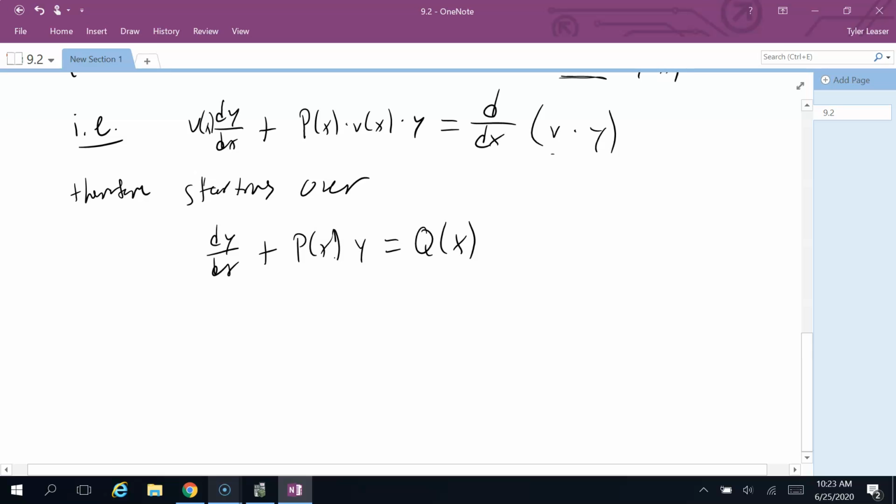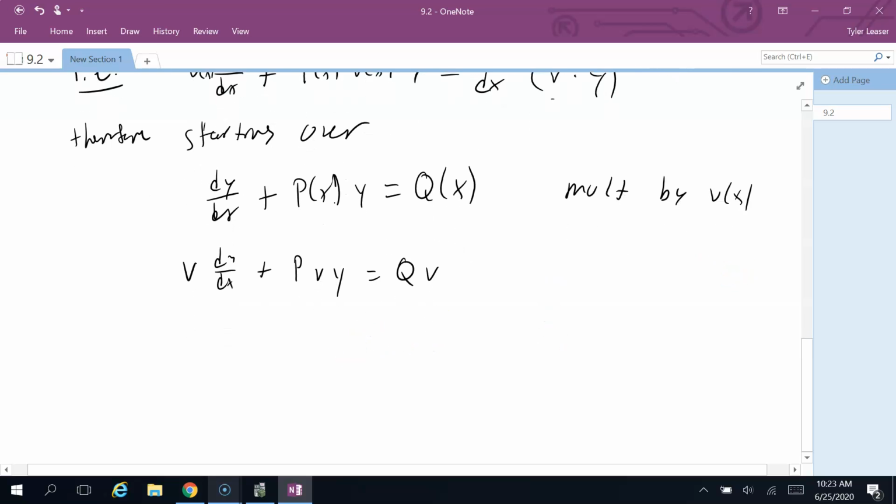What we're going to do is first multiply by v. We haven't decided what v is yet, and we'll talk about that later. But let's say we did have a v. If we multiply that on, we're going to have v dy/dx, plus p v y. And on the right-hand side, we're going to have q times v. Keep in mind that all of these things are functions of x.